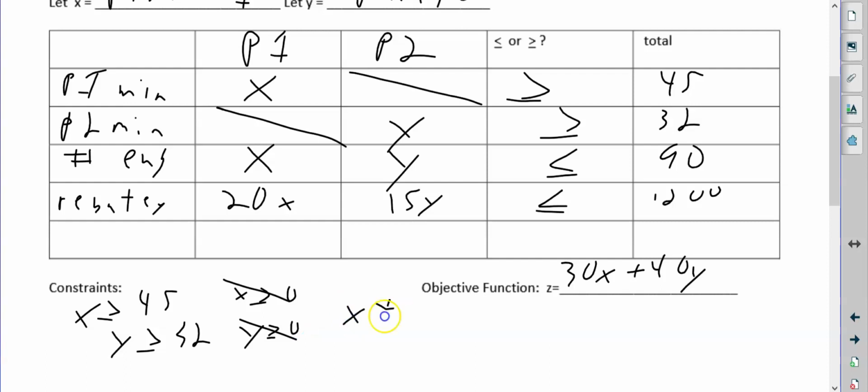Then we have X plus Y is less than or equal to 90. And then the 20X plus the 15Y less than or equal to 1,200. That's it.